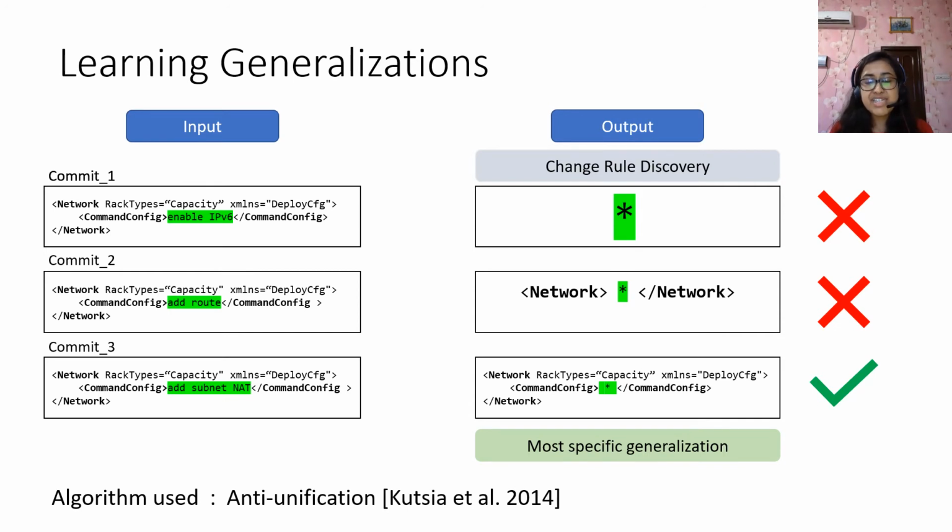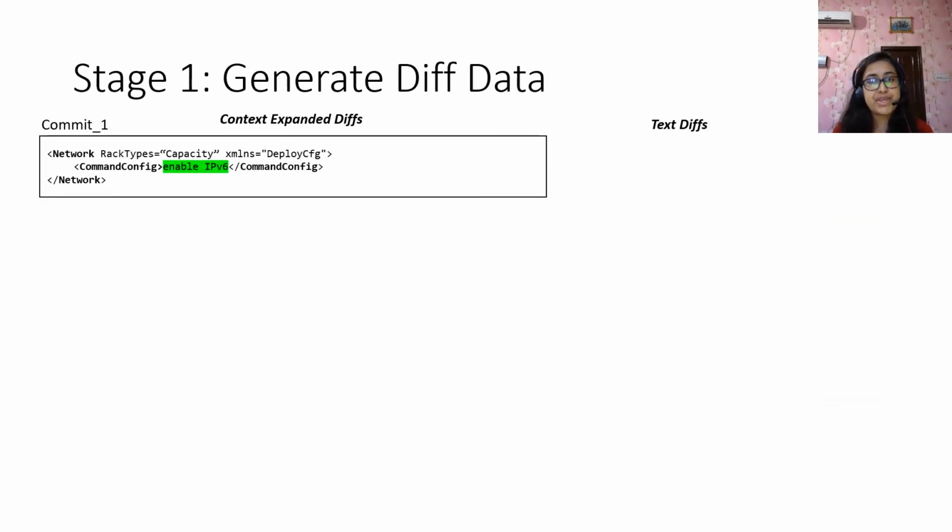We decided to use this technique because based on analysis, we realized that a lot of config files have some sort of structure associated with them, and anti-unification helps us to exploit that structure very well. As part of anti-unification, the first step is to generate the diff data. Taking back the previous example, this was commit 1 where file X was changed, and if we look at this commit and extract the text diff out of it, this is how the text diff looks.